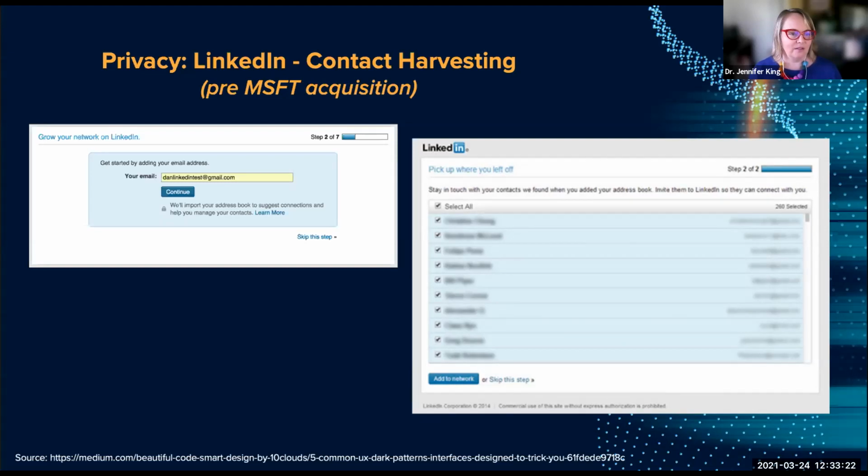Some of you may have experienced this directly, where you are able to skip. If you notice on these slides or on these images, there's always a capacity to skip the step, but they're really trying to push you towards disclosing your contacts. If you're not paying attention, if you're not looking very closely, it's easy to just assume, oh, this is something I have to do as part of the process of signing up, when it's actually quite optional. You don't have to do it at all.